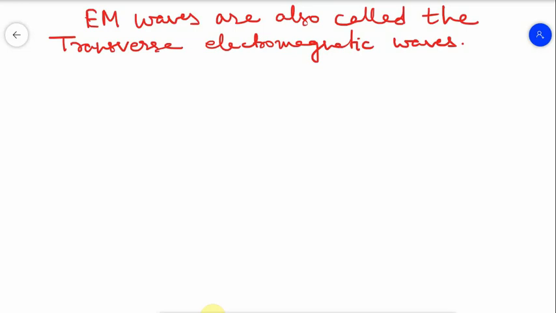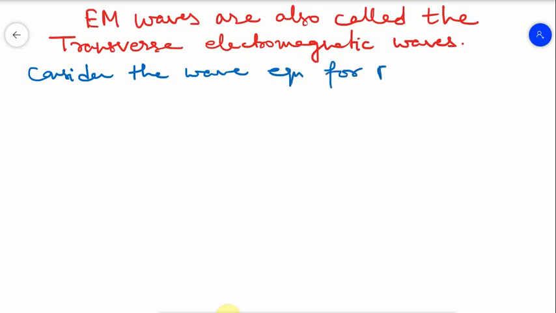Okay, now from here we will derive another form of the wave equation. Okay, so consider the wave equation for E and H fields, which we had derived in the last class.